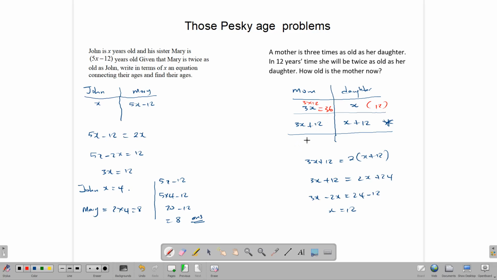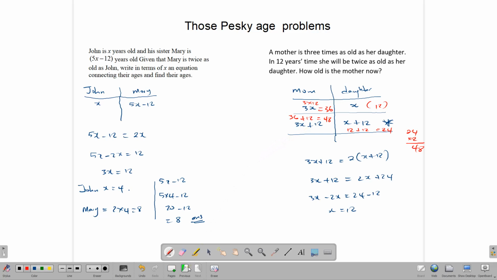In the future, though, 12 years' time, the mother is going to be 36 plus 12, which is 48. And the daughter is going to be 12 plus 12, which is 24. So in 12 years' time, the mother is going to be 48 and the daughter is going to be 24. And as you notice, 24 times 2 gives you 48, which is mom's age in 12 years' time. These are interesting questions, and there are many, many more questions that you can find and practice with.